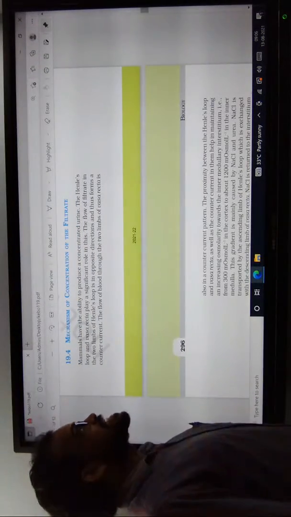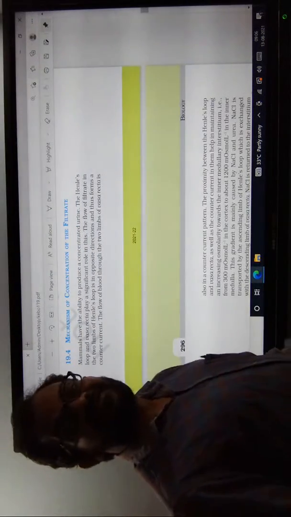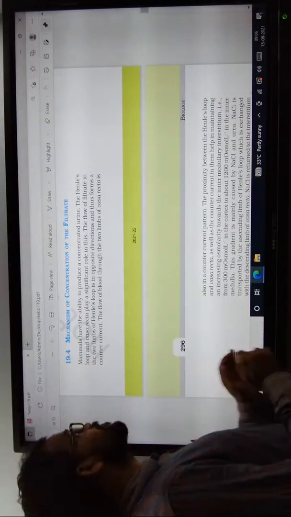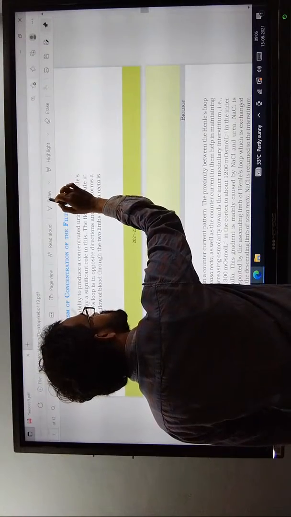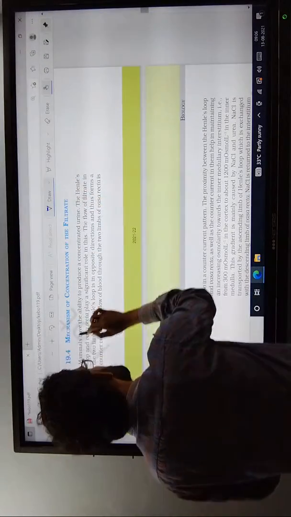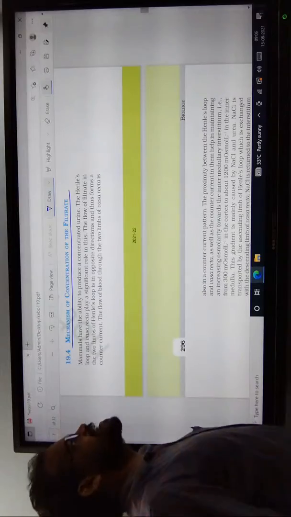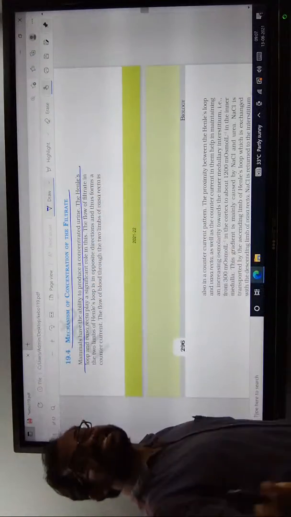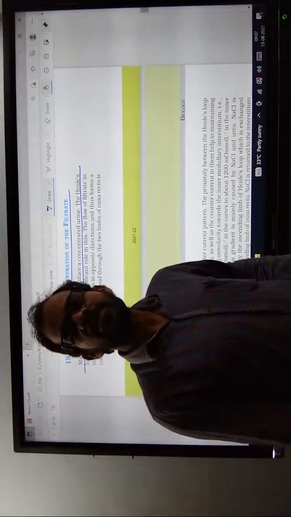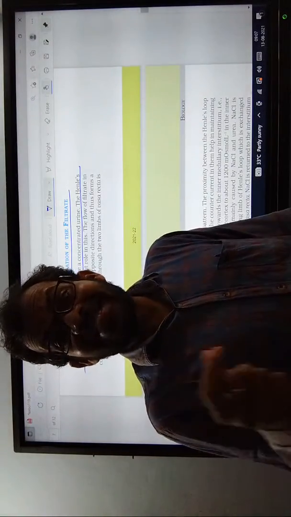Next, the mechanism of concentration of the filtrate. What is the mechanism of concentration? Mammals have the ability to produce concentrated urine. Human beings produce concentrated urine.